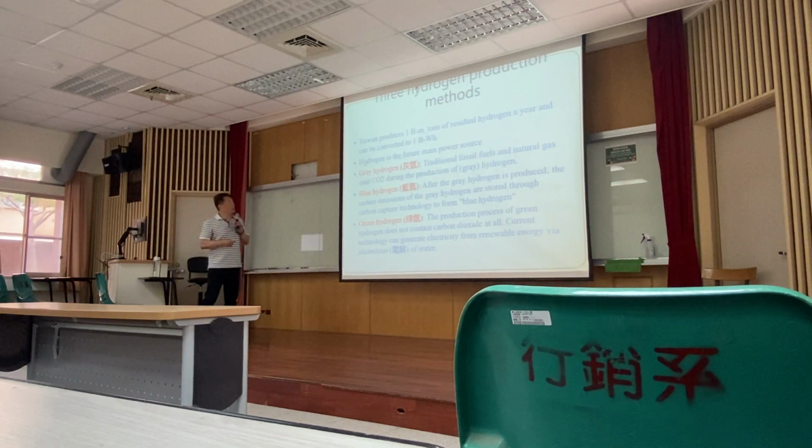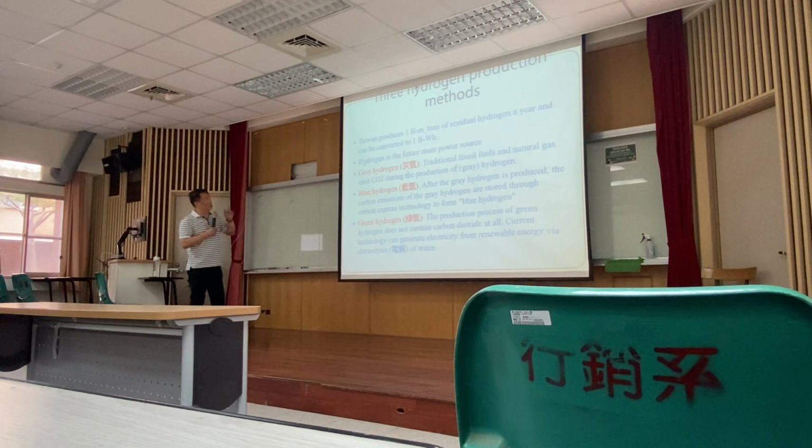And actually, in Taiwan, we have a lot of residual hydrogen produced per year, 1 billion metric tons, and it can produce about 1 billion kilowatts of electricity, but it's only less than 1%.